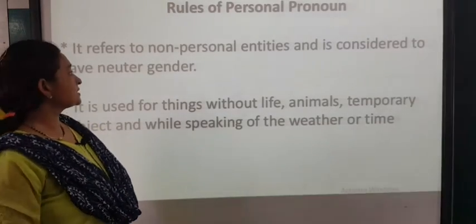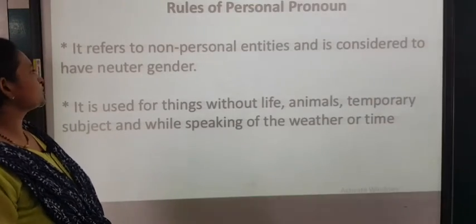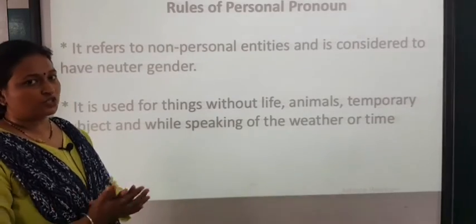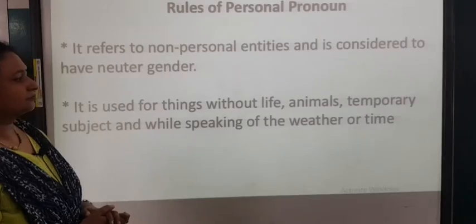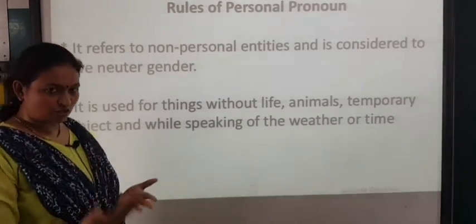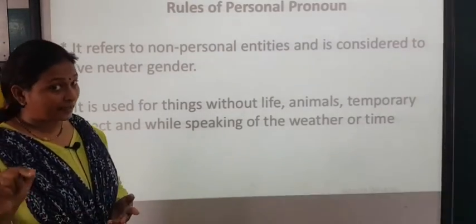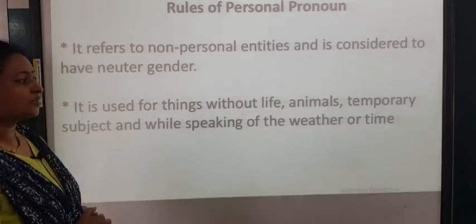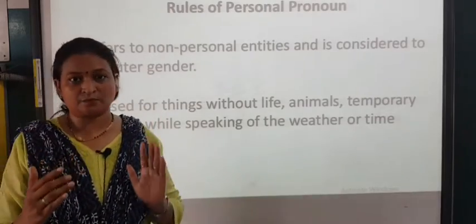There are some more rules. It refers to non-personal entities and is considered to have neuter gender. Okay, so it has a neuter gender. It is used for things without life. You know that third person it. Okay, it is used for neuter gender as well as inanimate objects, that is, according to grammar, animals, a temporary subject, and while speaking of the weather or time. So this is how we can use the pronoun it.